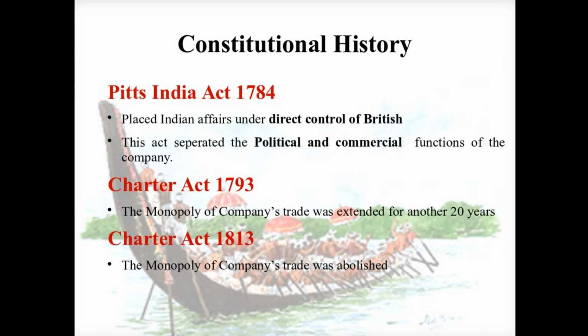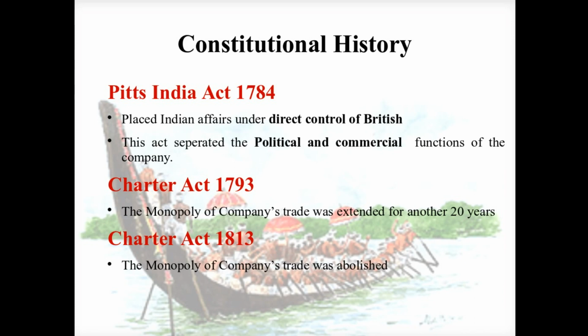Moving forward, Pitt's India Act was passed in 1784 to address the shortcomings of the previous acts by bringing the East India Company's rule in India under the control of the British government. This act also sought to separate the political and commercial functions of the company. After a period of 10 years, the Charter Act was passed in 1793 by the Parliament of Great Britain, under which the monopoly of the company's trade was extended for another 20 years.